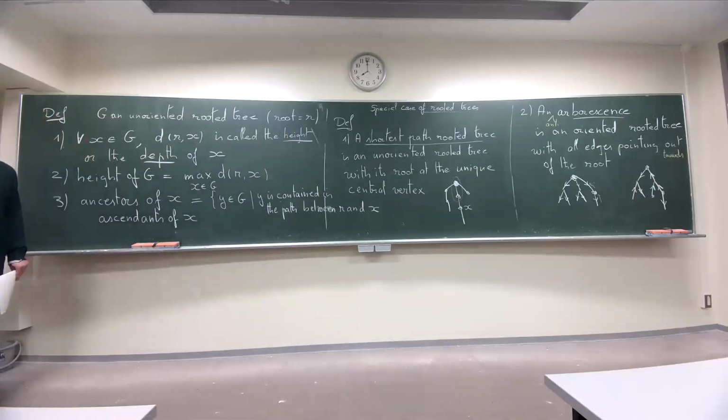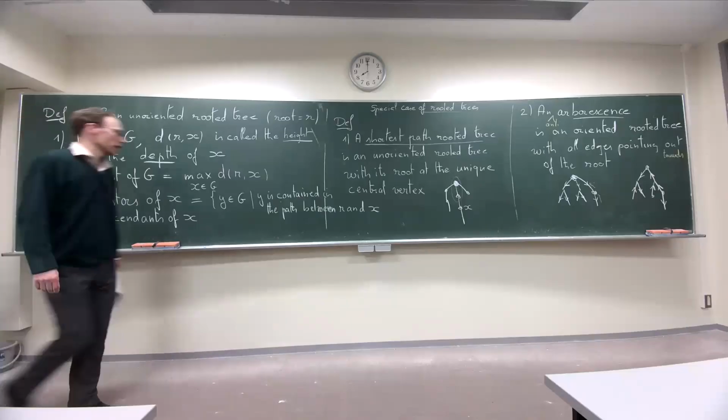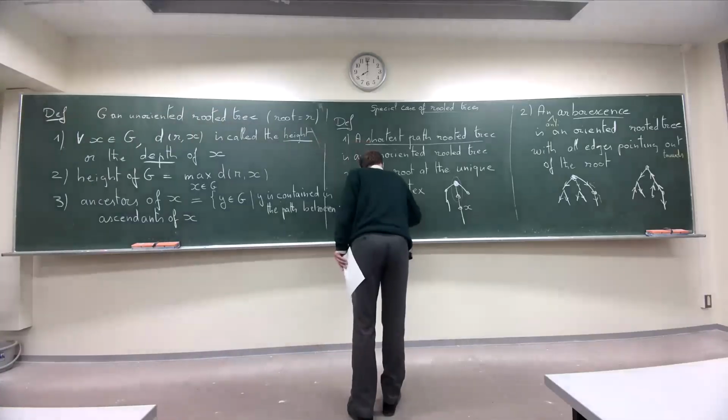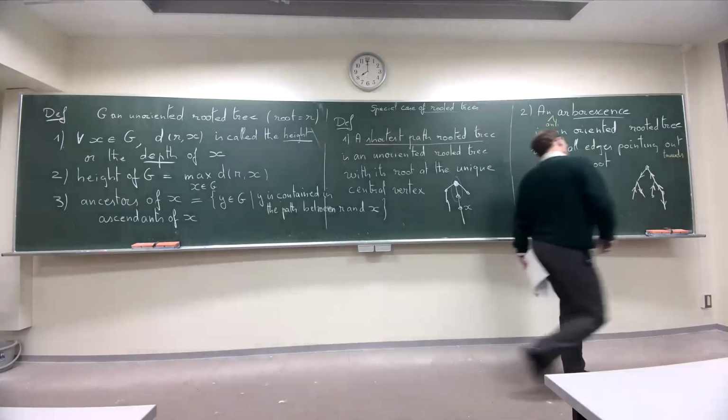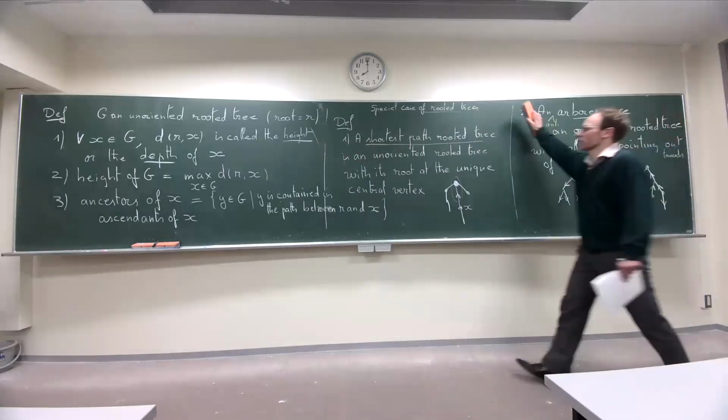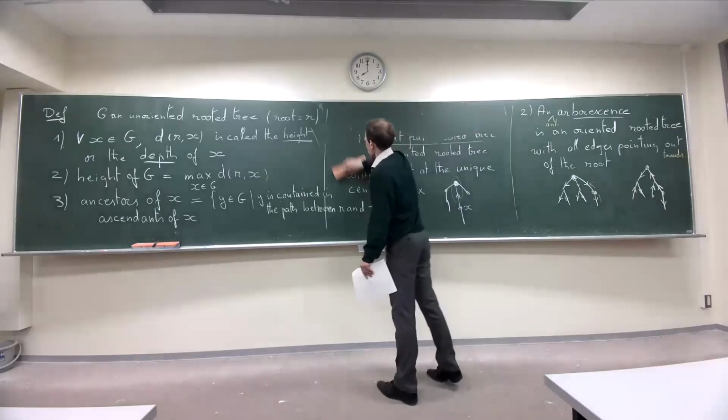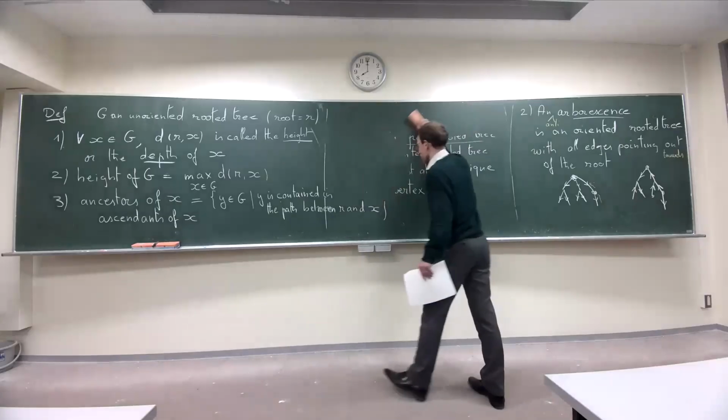And we know in a tree, there is only one path. This was one characterization of a tree. So there is only one path between R and X, and all the points inside are called the ancestors of X. And again, it depends if you want to include X or not. Then it depends on the authors.